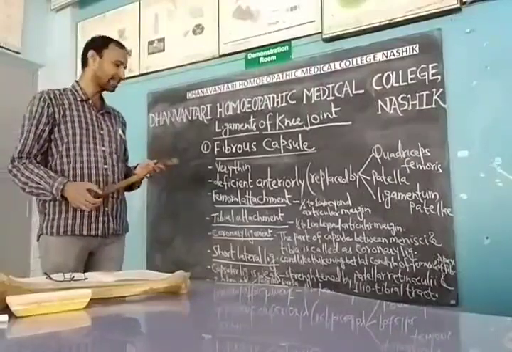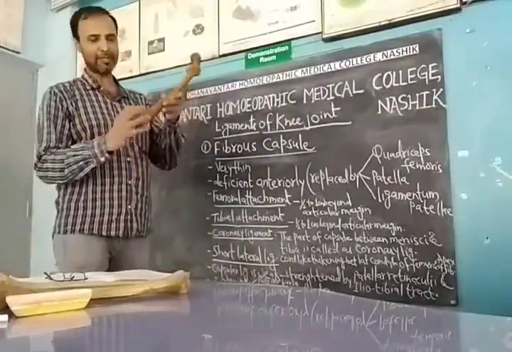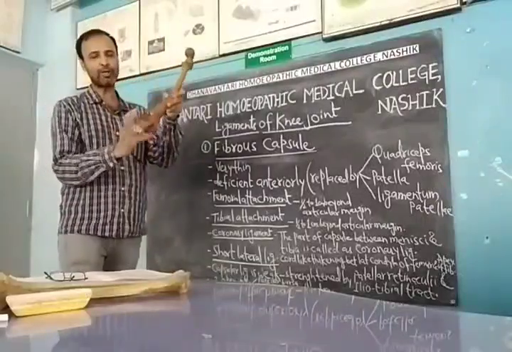Now the last part we will see is about the two openings in this fibrous capsule, as the entire joint is surrounded by the fibrous capsule.